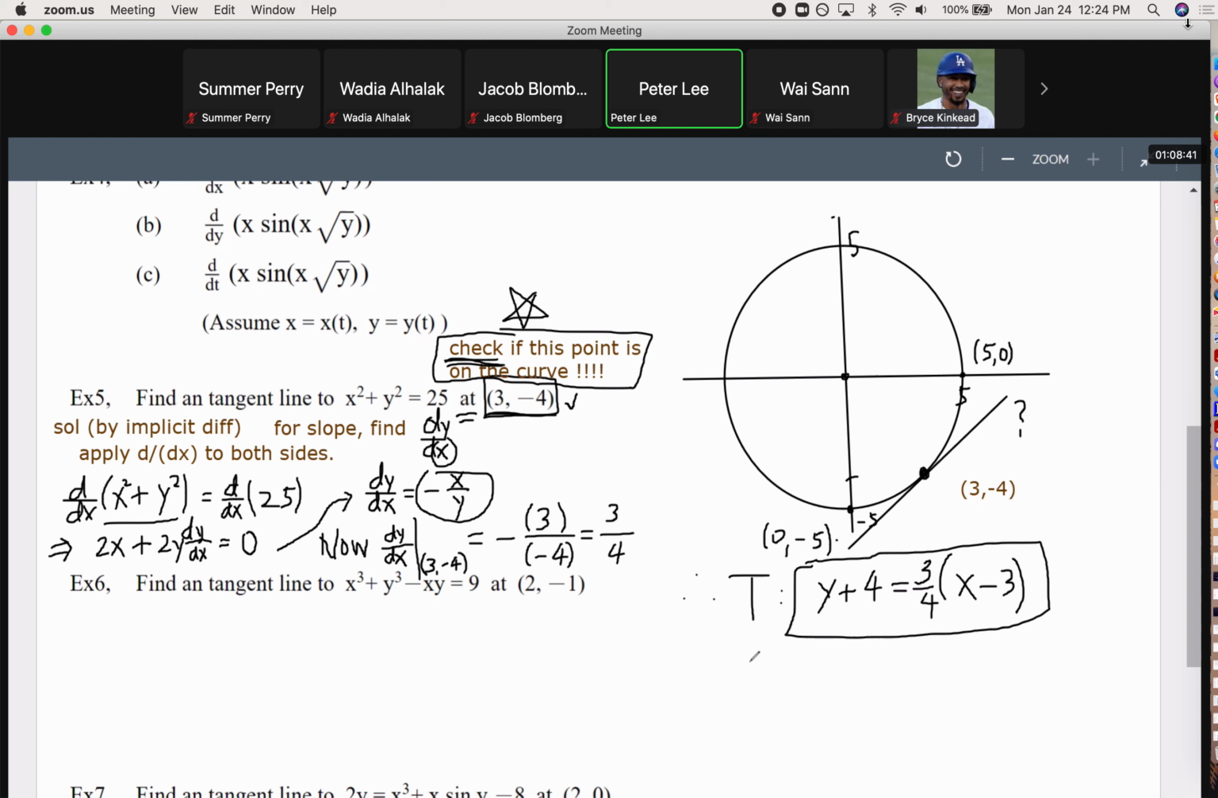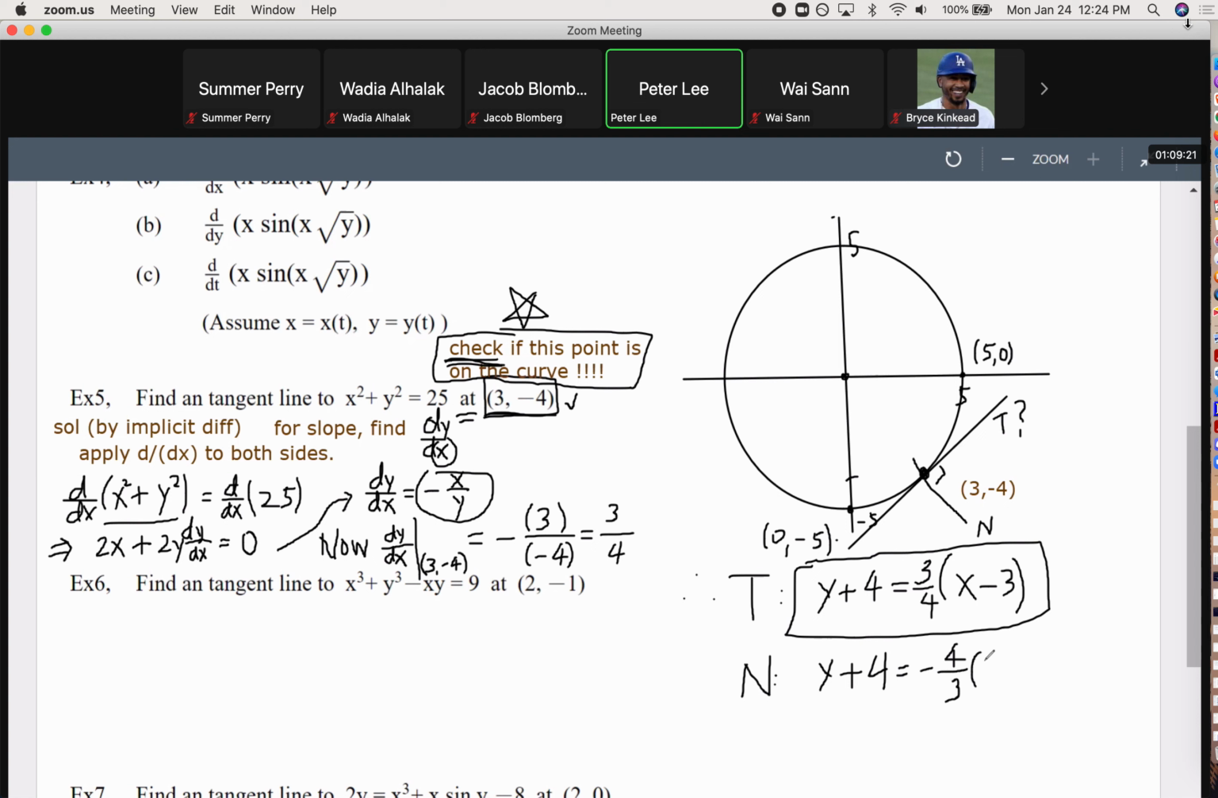Actually, I can also give the normal line equation. Now this is not a vertical line or a horizontal line. When it's not a vertical or horizontal line, then you can apply the negative reciprocal property. So in this case, that will be y plus 4, and then what is the negative reciprocal? That will be minus 4 over 3, and then times x minus 3.